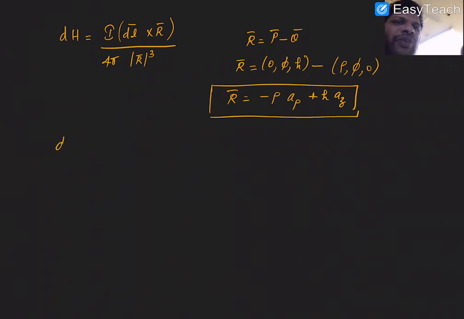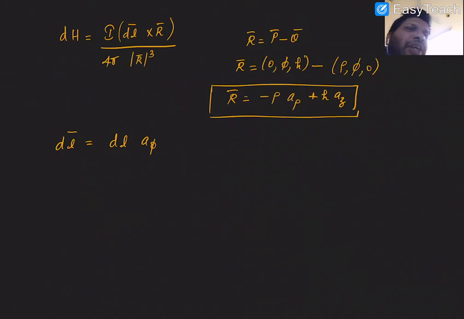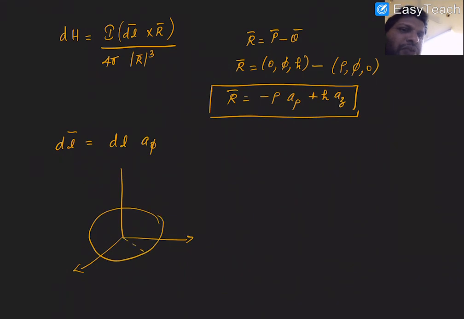Now we want to find what is our dl bar. Dl bar is equal to dl, the length with the direction. The direction is a phi, because whenever something is rotating along the x axis, you saw this is rho and this is phi. So this is the direction of that rotation, that is a phi. So this is a circular loop, so this is the direction a phi.